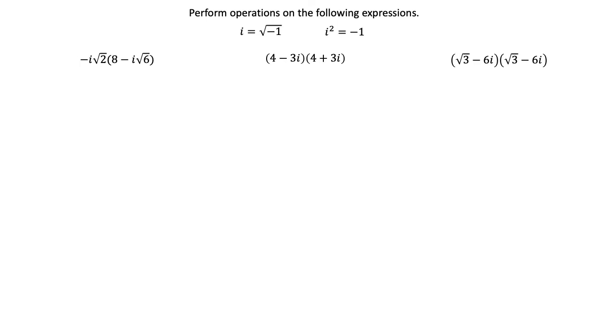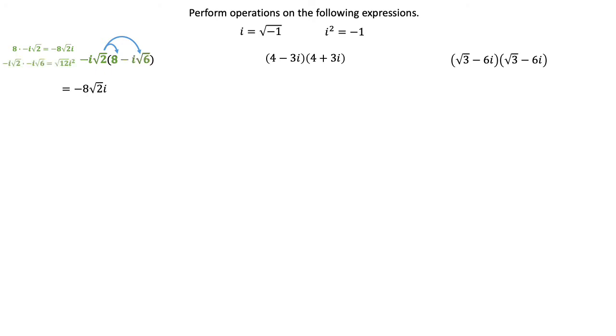So in the first example, we are going to multiply -i square root of 2 by 8 minus i square root of 6. And we will be distributing that. When you multiply 8 times -i square root of 2, go ahead and gather your numeric parts together and then write the i to the outside of it. So that'll be negative square root of 2 and then i to the right. The i is not underneath the radical, it is to the right of it.